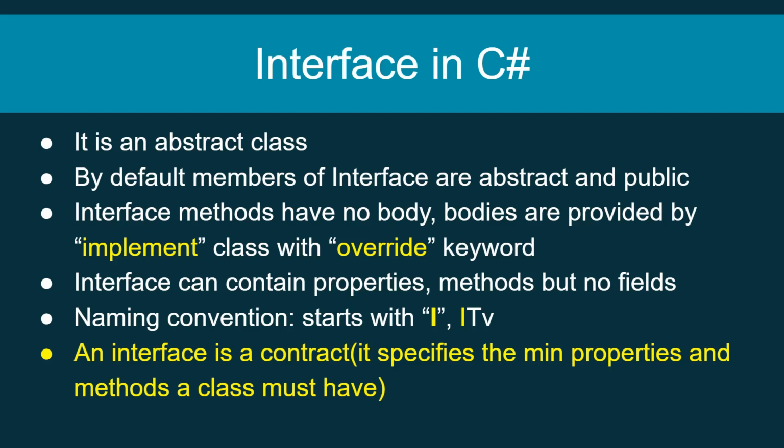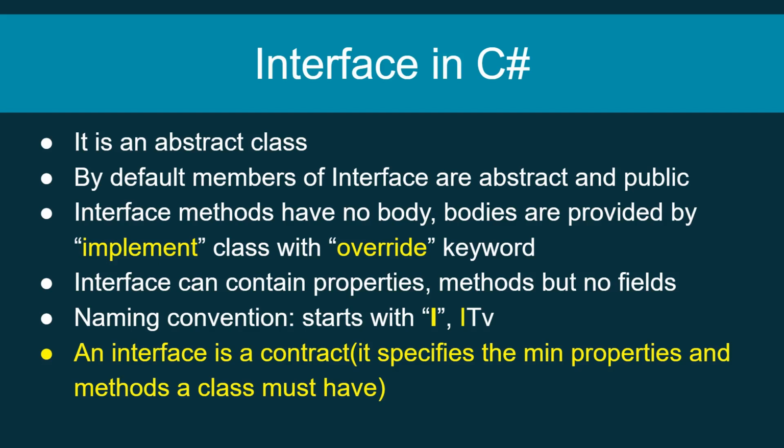So an interface is a class, but you do not use the keyword or the term inherit for an interface, you use implement. You implement an interface, you inherit a class. An interface can contain properties and methods, but no fields, no attributes. The naming convention for an interface is that you always start with an uppercase I. For example, ITB.